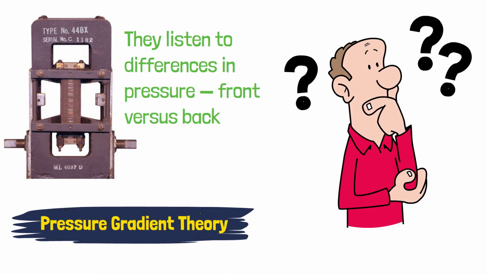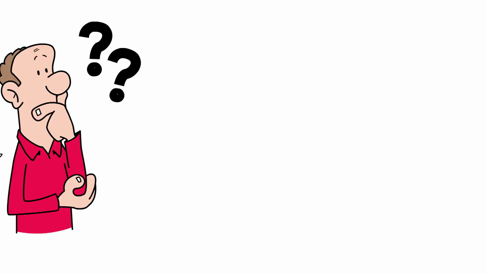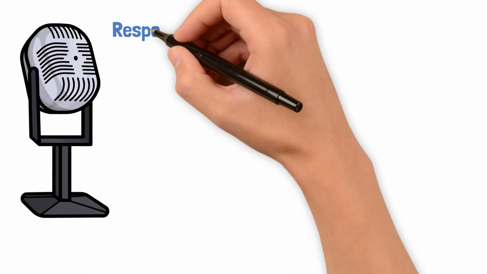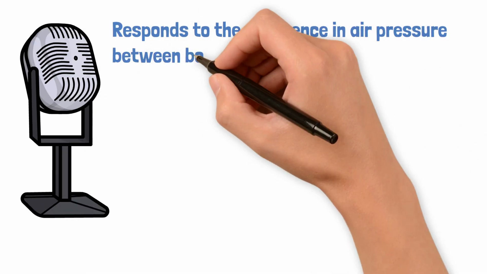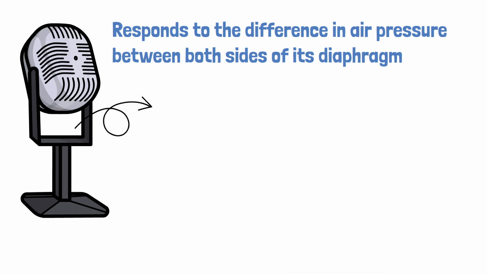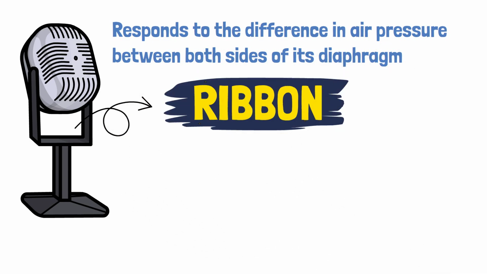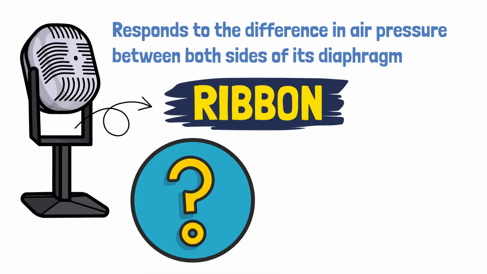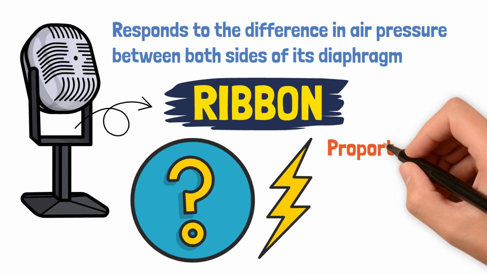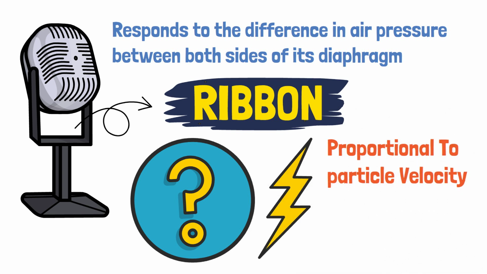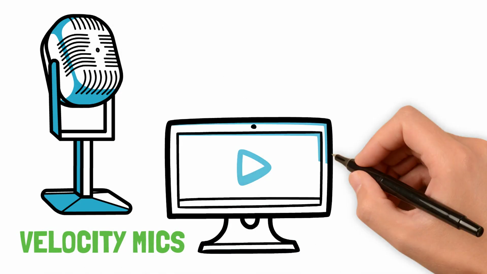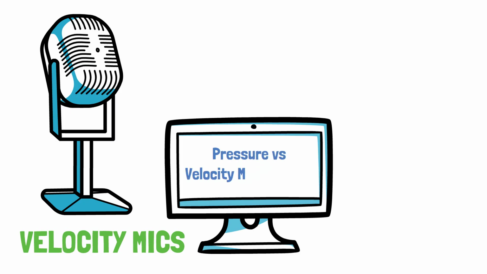Instead of measuring how hard the air pushes on one side, a pressure gradient microphone responds to the difference in air pressure between both sides of its diaphragm, or in this case, the ribbon. That difference is what moves the ribbon, generating an electrical signal proportional to particle velocity, the true motion of air. Remember, ribbon mics are also called velocity mics. See our video on pressure versus velocity microphones for a deeper explanation.